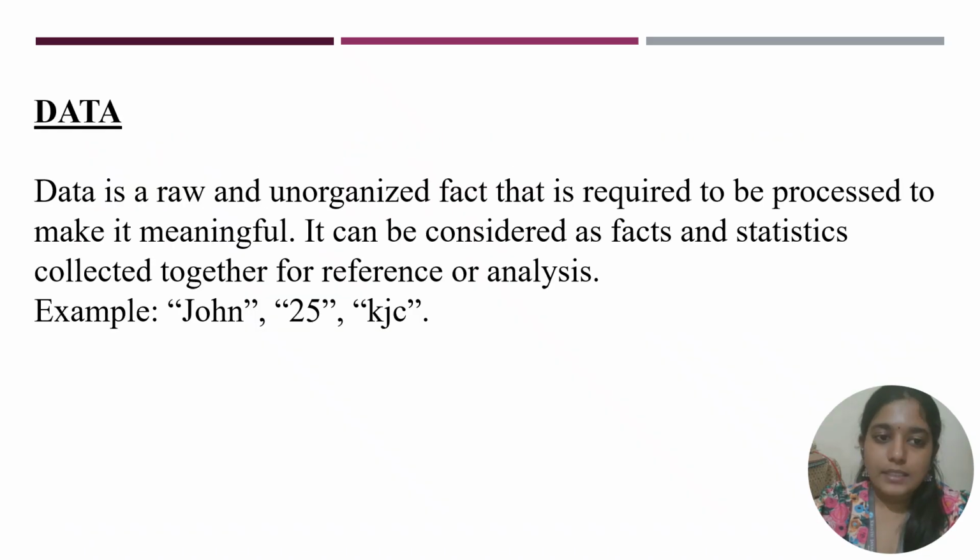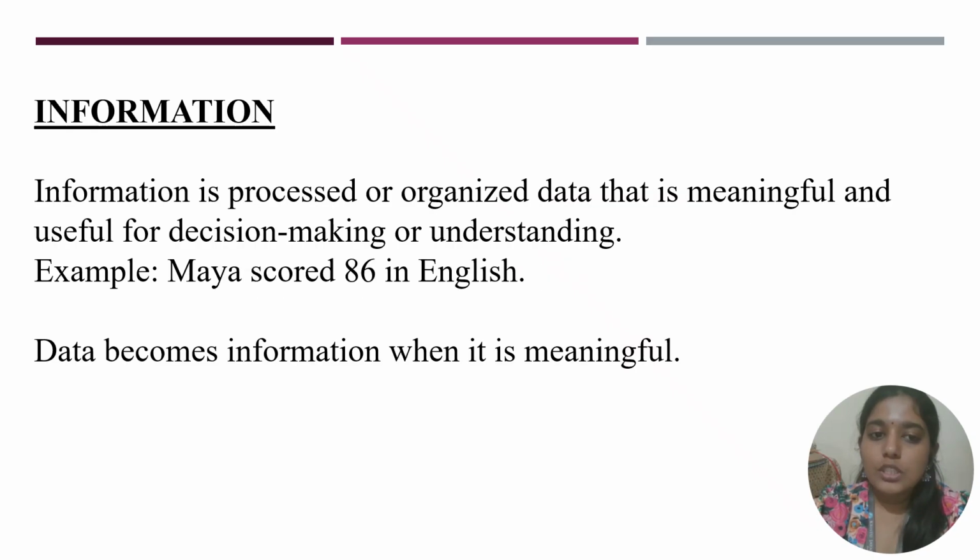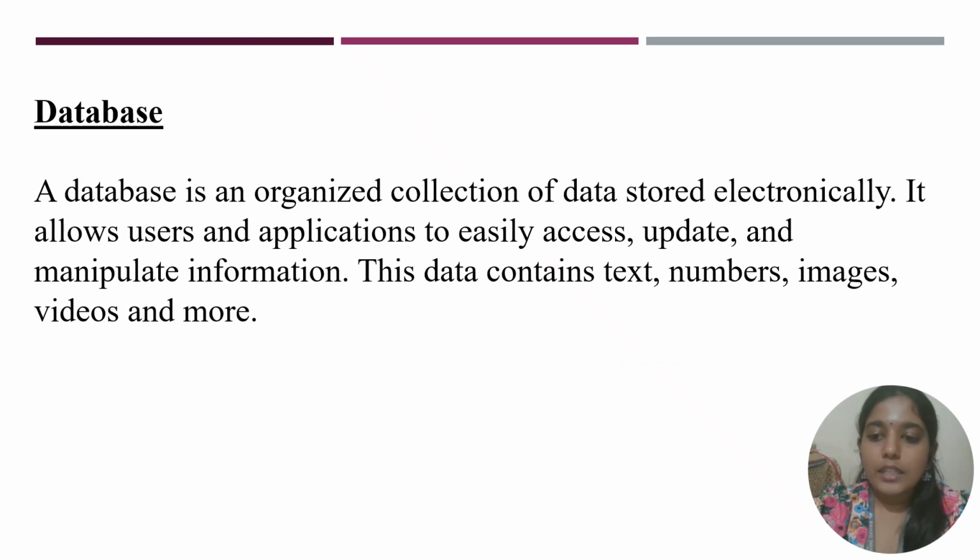So first one is data. Data is any unorganized fact that doesn't have any meaning to it. So it can be a name or any small information which is not meaningful. And information is any processed or organized data that is meaningful and useful. So data becomes information when it has meaning to it. So that is information.